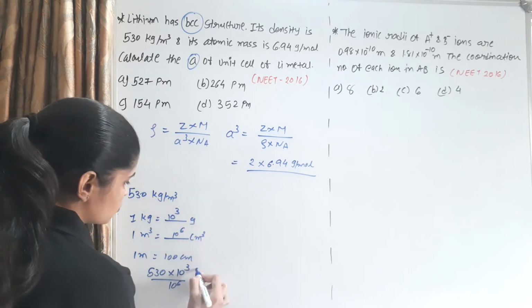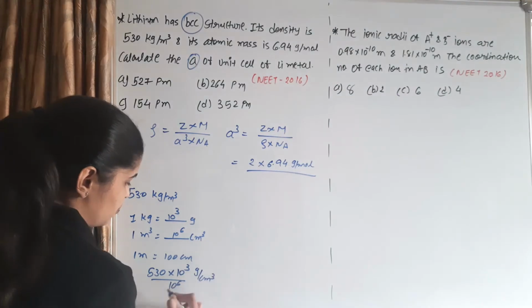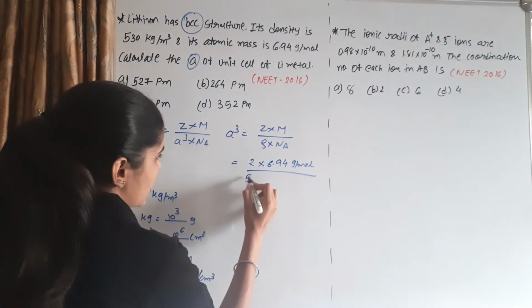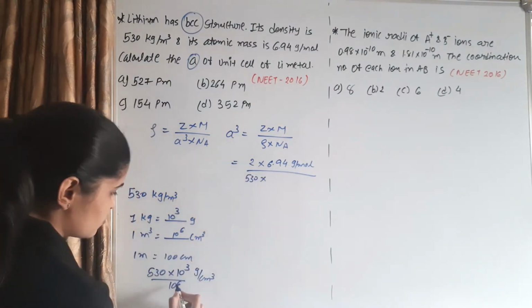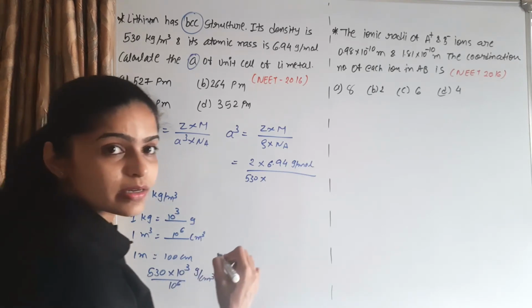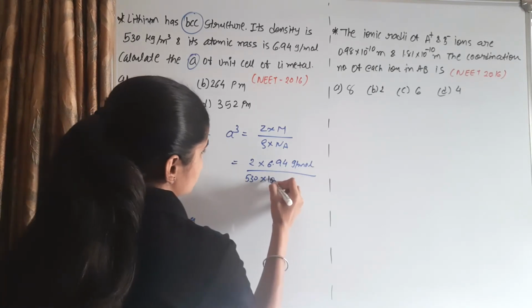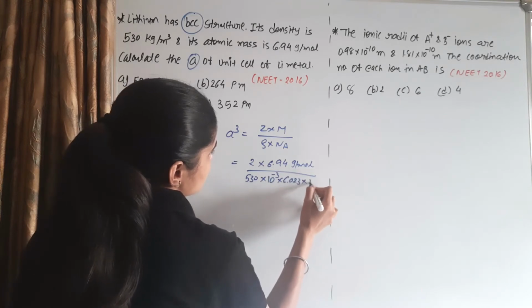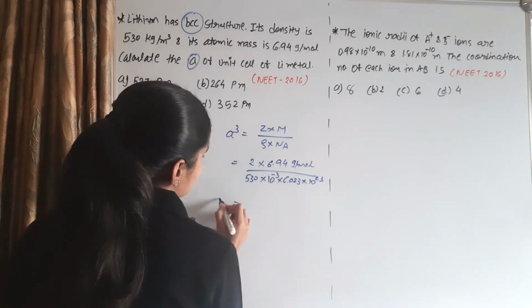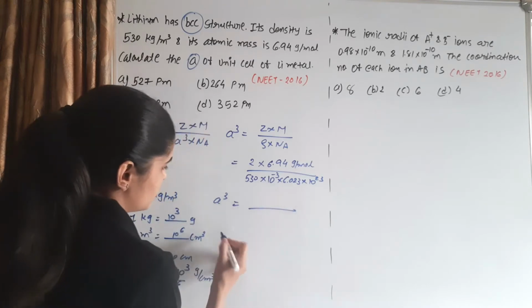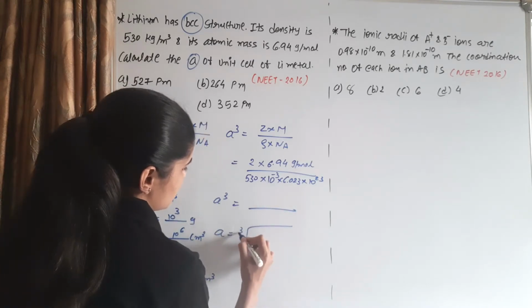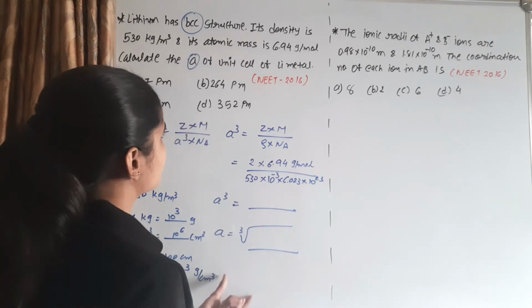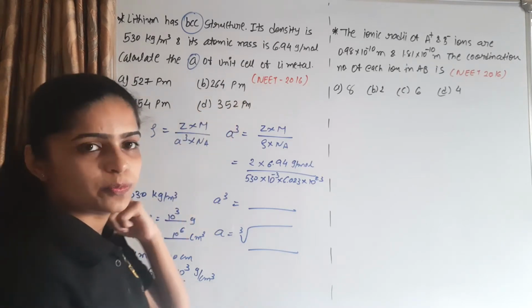It's converted into gram per centimeter cube. So this is 530 multiplied by 10 raised to 3 minus 10 raised to 6. So it gives 10 raised to minus 3 into Na value 6.023 into 10 raised to 23. This answer gives the A cube. Then find out the A. So that way we find out the A value.